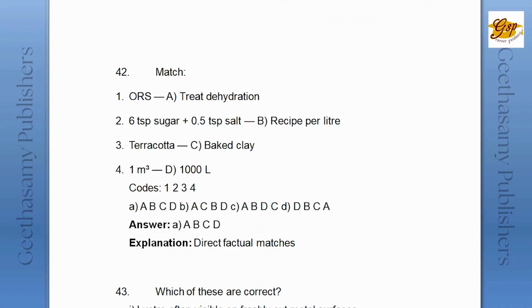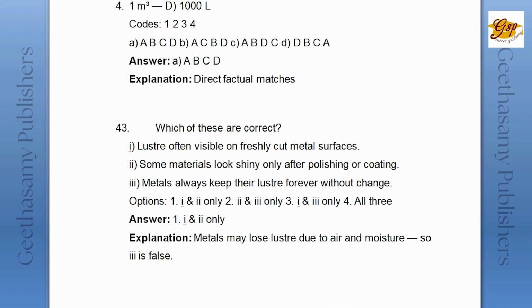42nd question, match. ORS treats dehydration, 6 teaspoon of sugar and 0.5 teaspoon salt in the recipe per liter. Terracotta is baked clay. 1 meter cube is 1000 liters. Codes 1, 2, 3, 4. Right? So it's all factual, so they are correct. All are true. All are matched correctly.